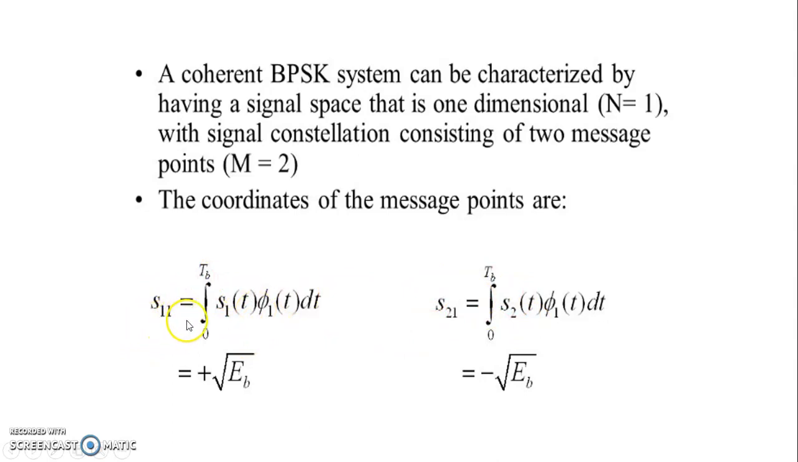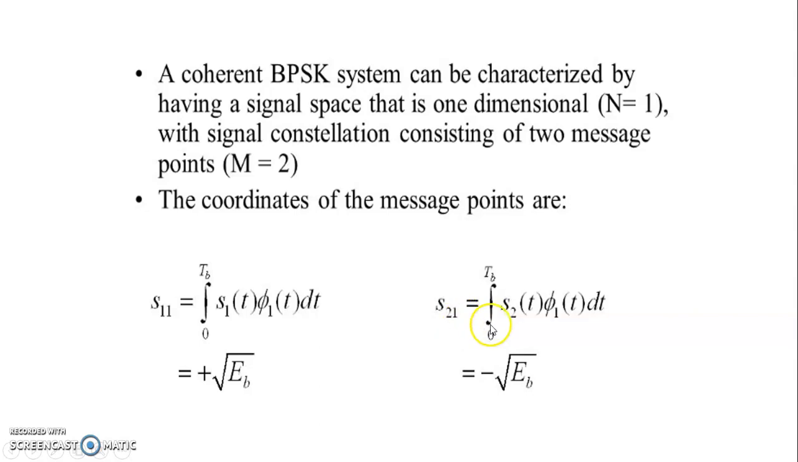So S11 can be calculated as integral 0 to Tb S1 of t into phi 1 of t dt. By substituting S1 of t here, that is root of 2 Eb divided by Tb phi 1 of t, root Eb into phi 1 of t into phi 1 of t dt. So root Eb into integral 0 to Tb phi 1 square of t dt. Integral 0 to Tb phi 1 square of t dt will be 1 according to the orthonormal basis function. So S11 becomes plus root Eb.